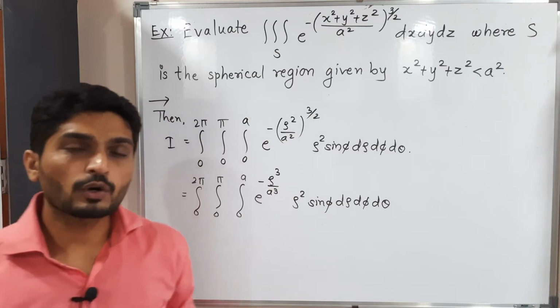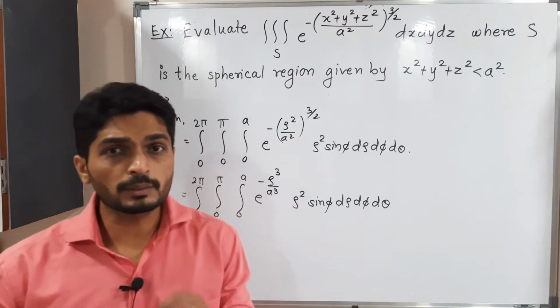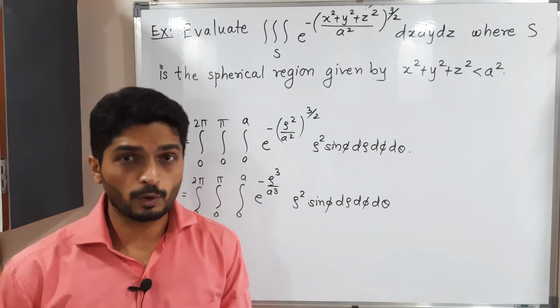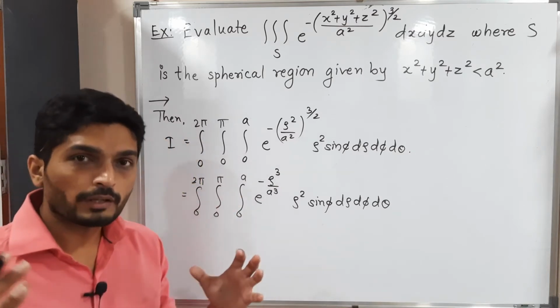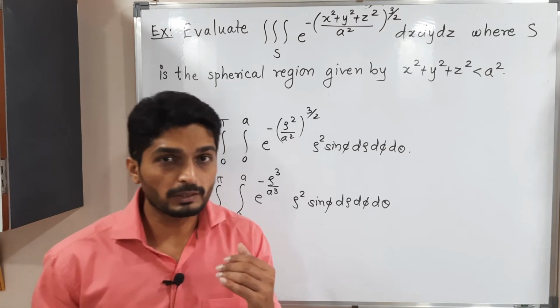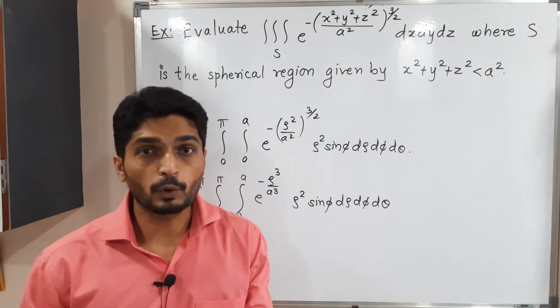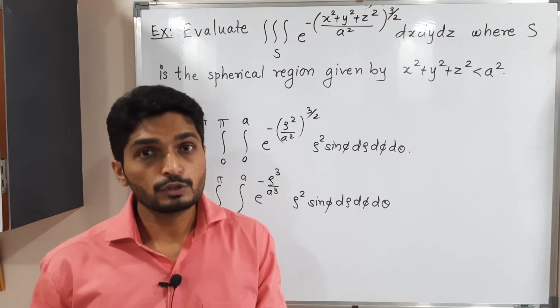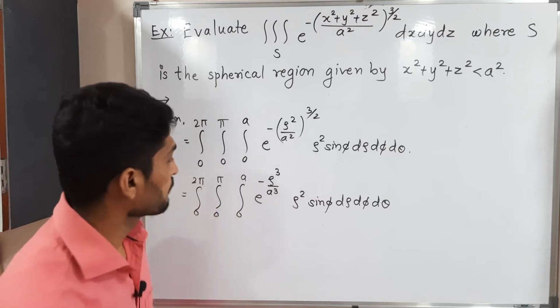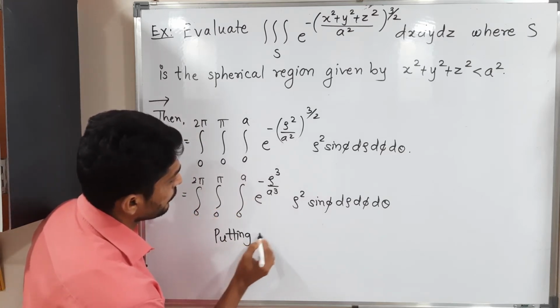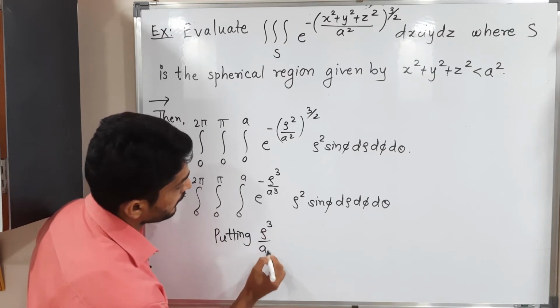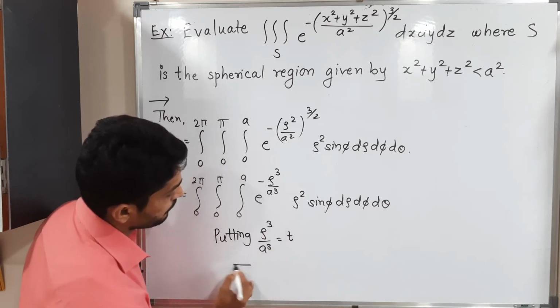See, we cannot solve this problem directly. We need to substitute something, then only we can solve this problem. Whatever the power or whatever the thing we have in a bracket, normally we put that, and one thing is important, that means its derivative should be easily adjustable. So what I am putting is simply rho cube by a cube is equal to t.